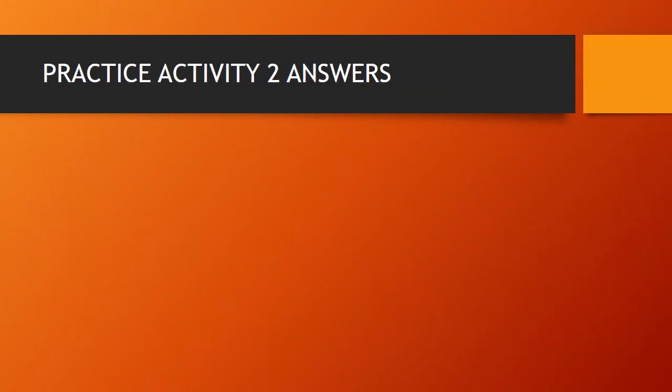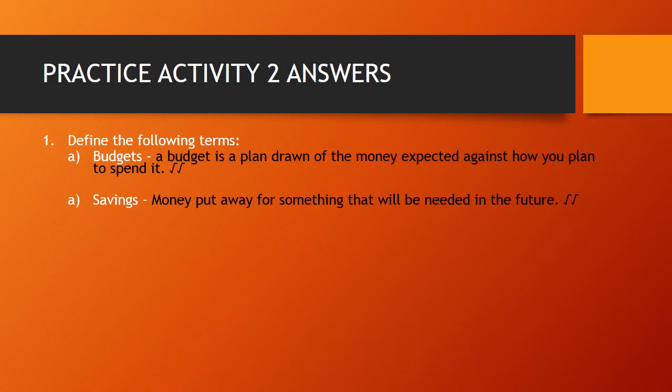And now we move on to practice activity 2. Number 1, you need to define the following terms. A, budget. A budget is a plan that is drawn up of money that is expected and how you plan to spend it. So simply put, it is your income versus your expense. B, savings. Savings is money that is put away for something that will be needed in future.